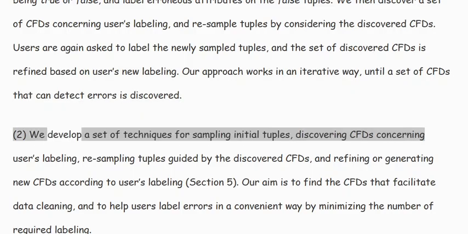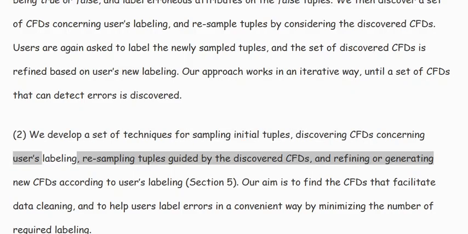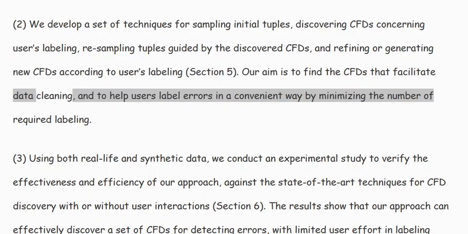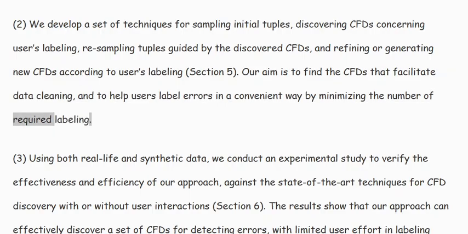2. We develop a set of techniques for sampling initial tuples, discovering CFDs concerning users' labeling, resampling tuples guided by the discovered CFDs, and refining or generating new CFDs according to users' labeling, section 5. Our aim is to find the CFDs that facilitate data cleaning and to help users label errors in a convenient way by minimizing the number of required labeling.